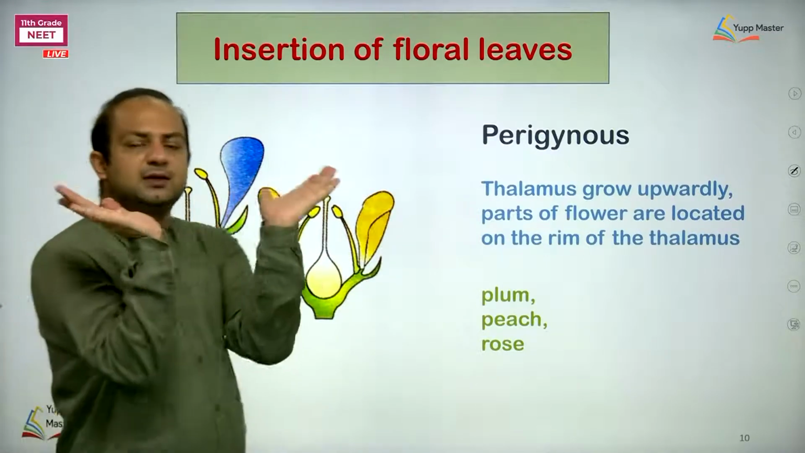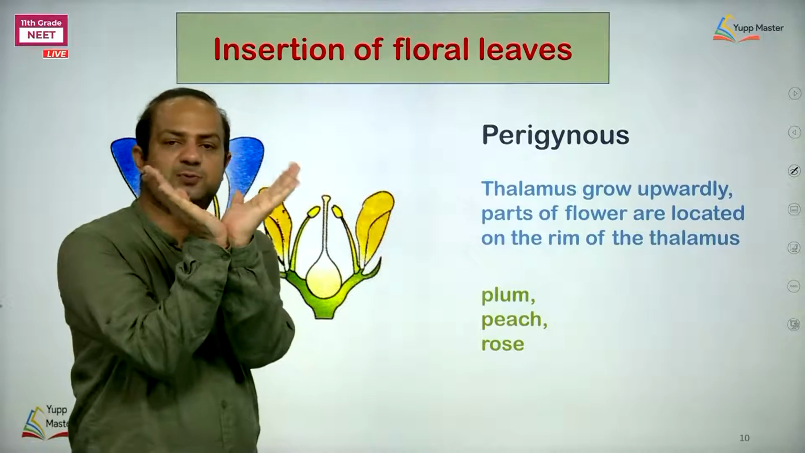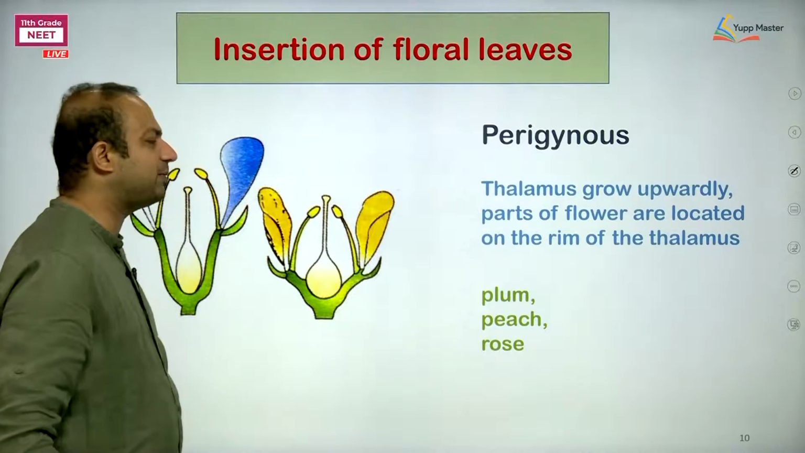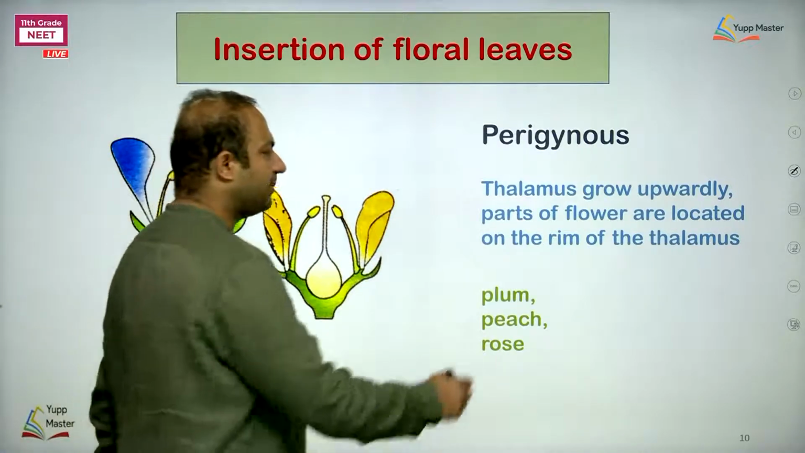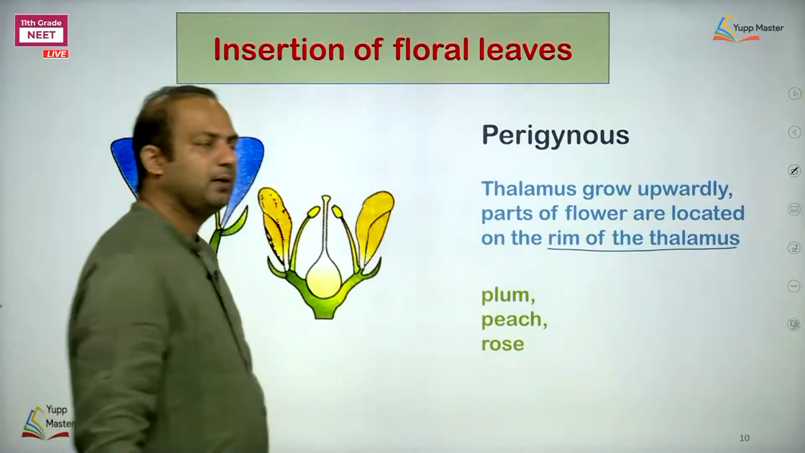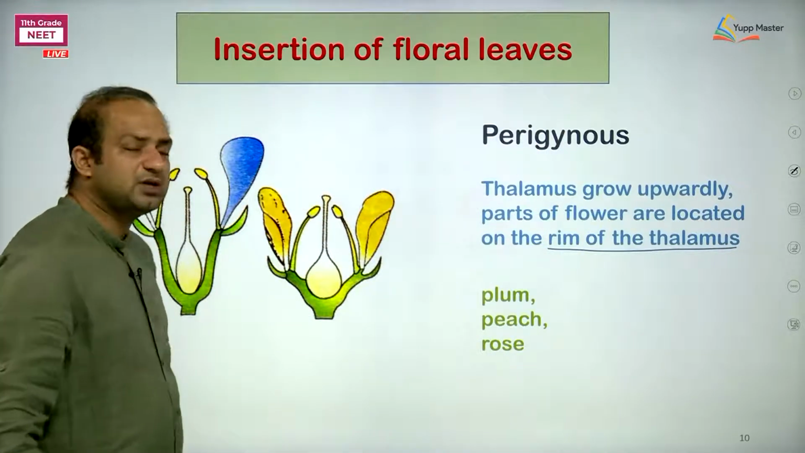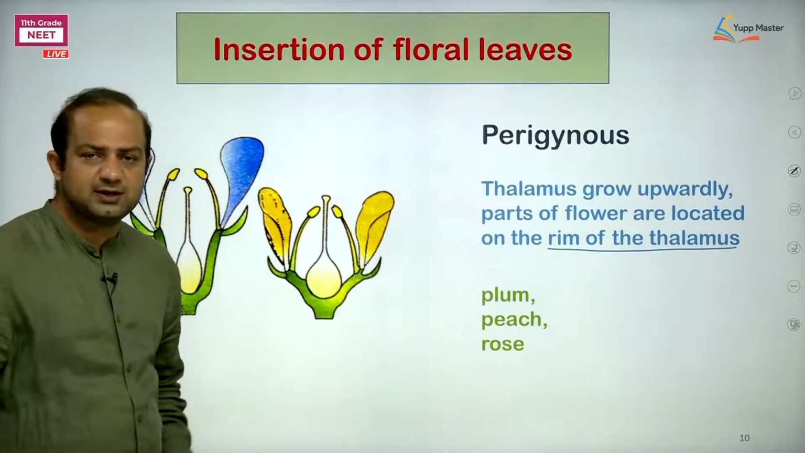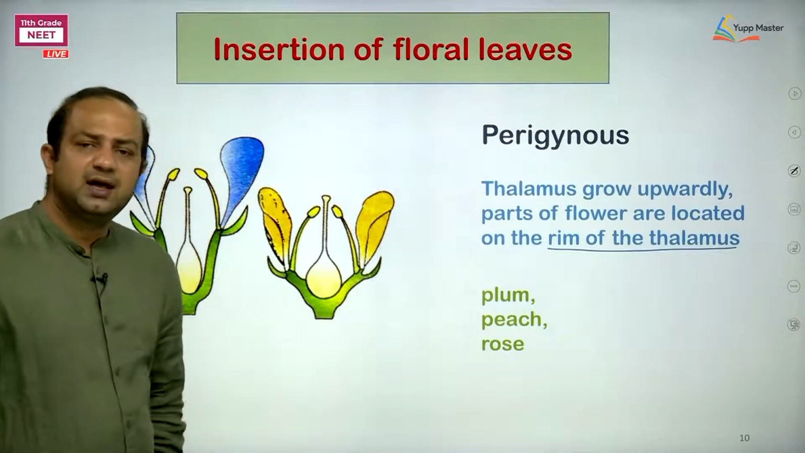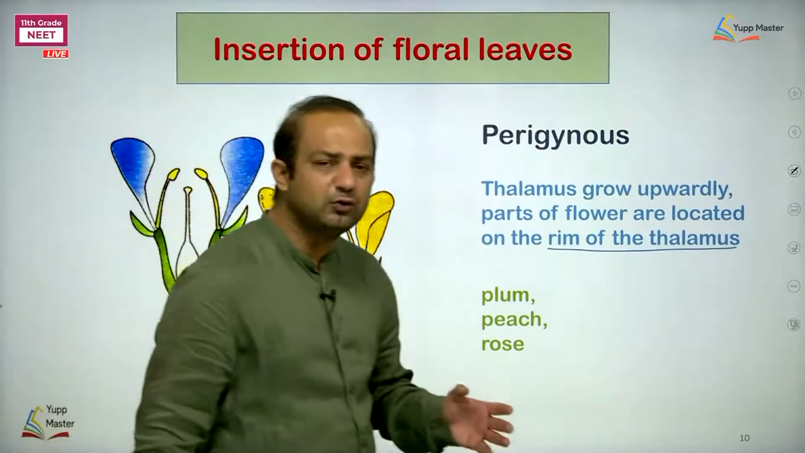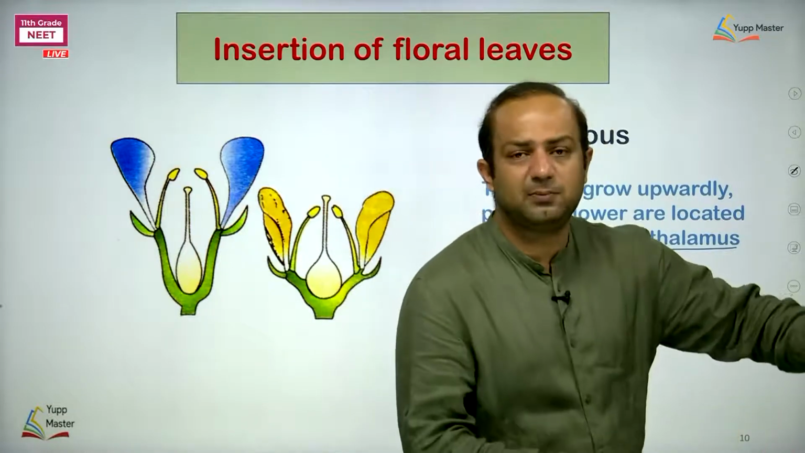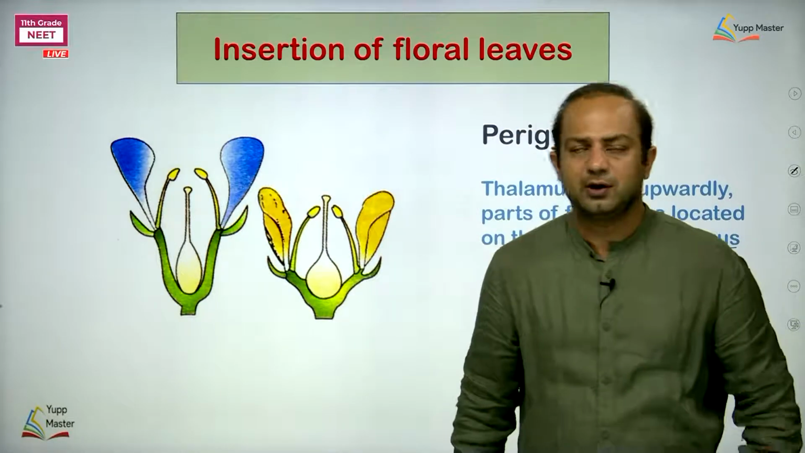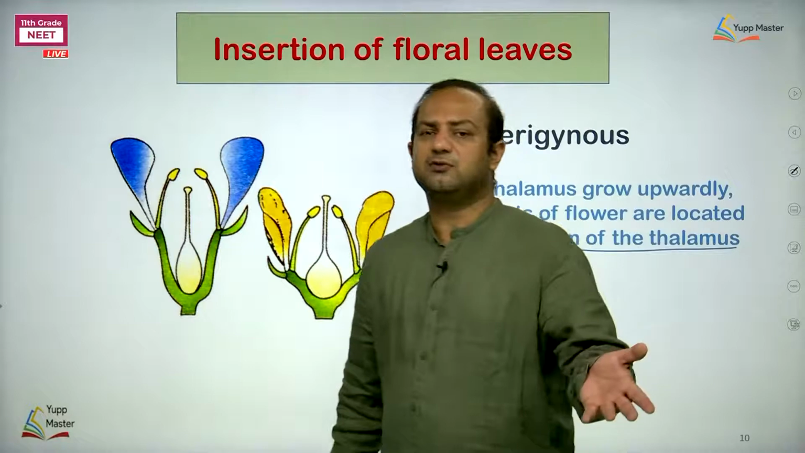Just one thing is that the thalamus, the plate, rises from the side and forms a bowl-like structure. So the thalamus grows upward, and the parts of the flower are located on the rim of the thalamus, around it. Clear? Now the question arises: what about the ovary then? Is it superior? What about the floral leaves then? Are they inferior? The answer is no. They are not superior or inferior. For the ovary you can say half superior, then the members will be half inferior. For the members you can say half superior, then the ovary should be written as half inferior. So this is how we can differentiate.